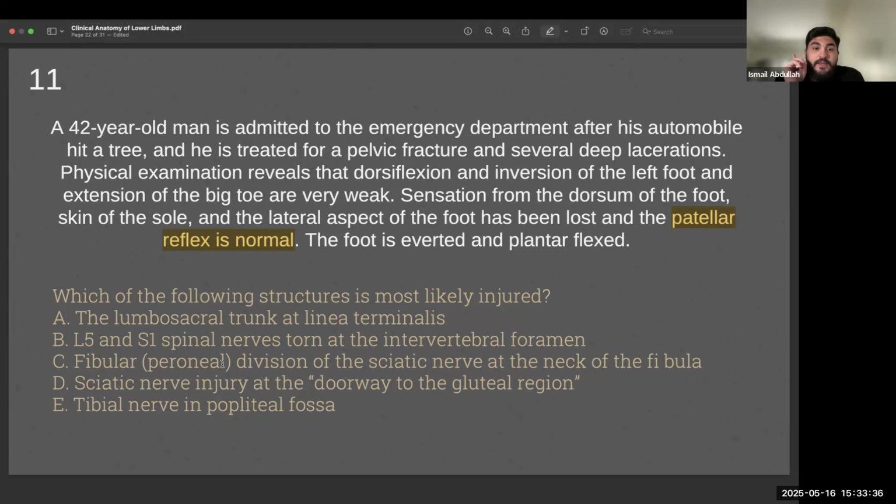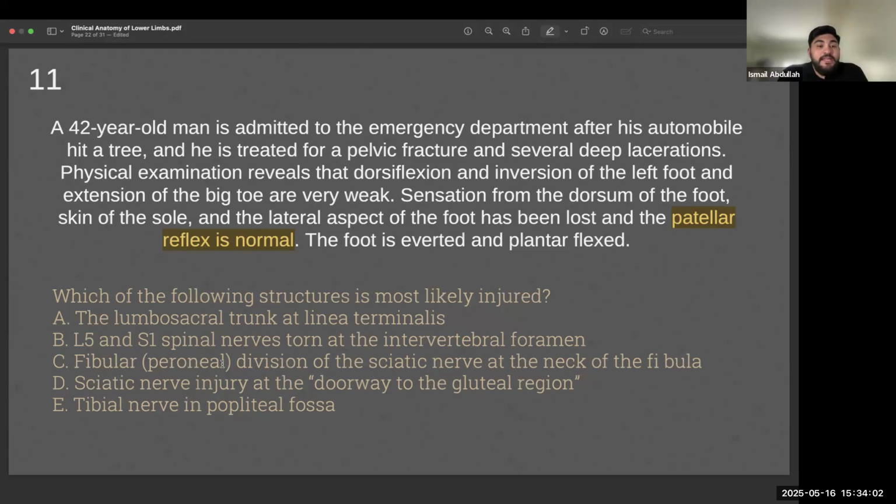Okay, cool. But if you chose C, can you explain to me the loss of sensation at the sole of the foot? Sole of the foot is tibial. So it's not C. So now let's go to B and A. It's either one of them.